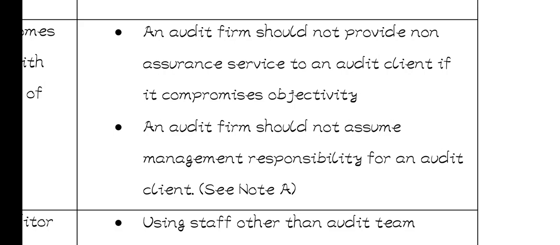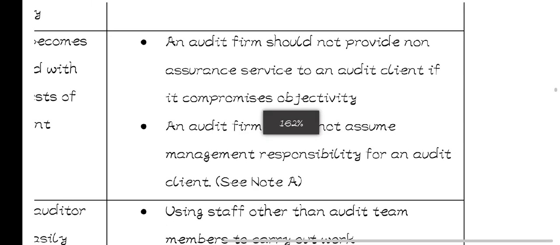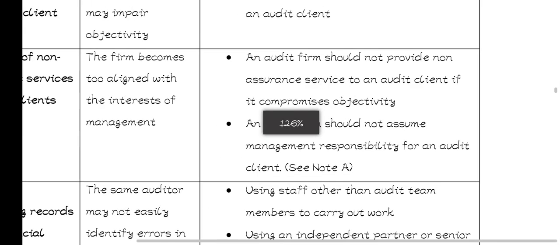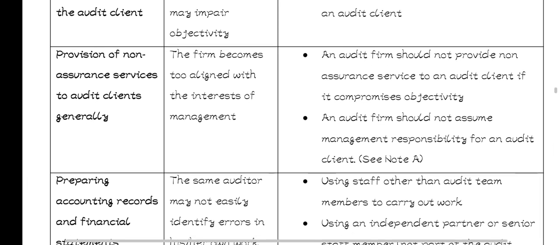Then secondly, an audit firm should not assume management responsibility for an audit client. They should not assume management responsibility. In brackets, C note A, we shall see what note A says. It's about management responsibility. We are going to look at what management is supposed to do and what the auditor is supposed to do. So the audit firm should not assume management responsibility to avoid colliding.